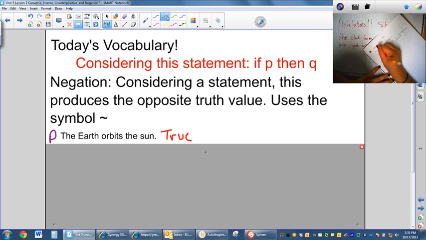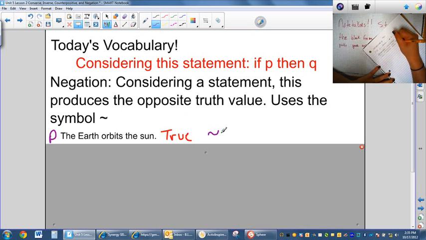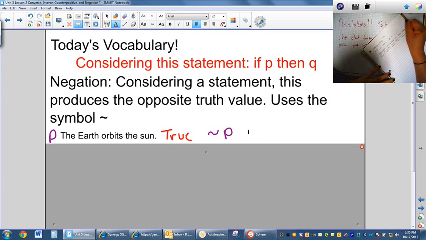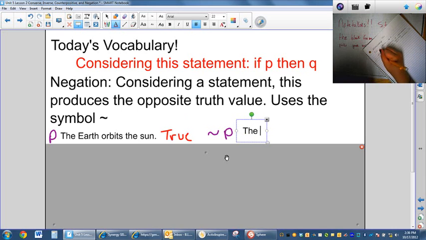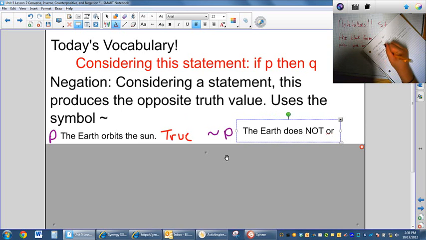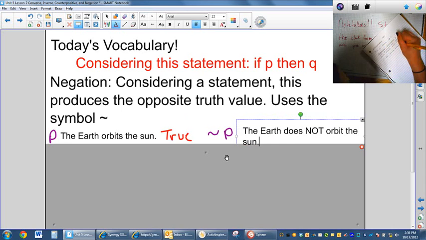So what we need to do is we want to negate P. So we use this little squiggly sign, a tilde. So we want to negate P. So to negate P, all we need to do is we just need to make the statement have the opposite truth value. So in this case, the Earth does not orbit the Sun. Right? That is a false statement.